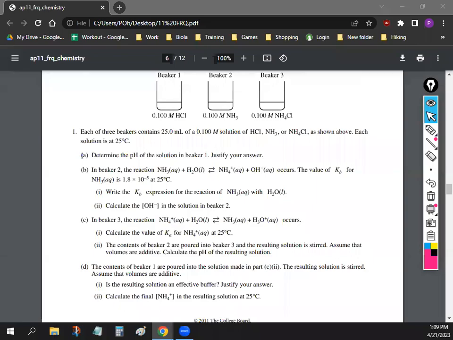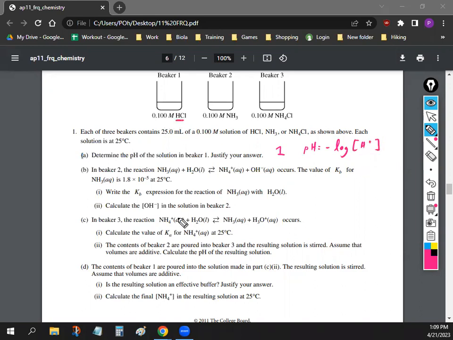Okay, so let's start with number 1 on the 2011 FRQ. The pH of the solution in beaker 1 is 1. Hopefully you saw that you're going to use this formula: pH is the negative log of the concentration of H plus.